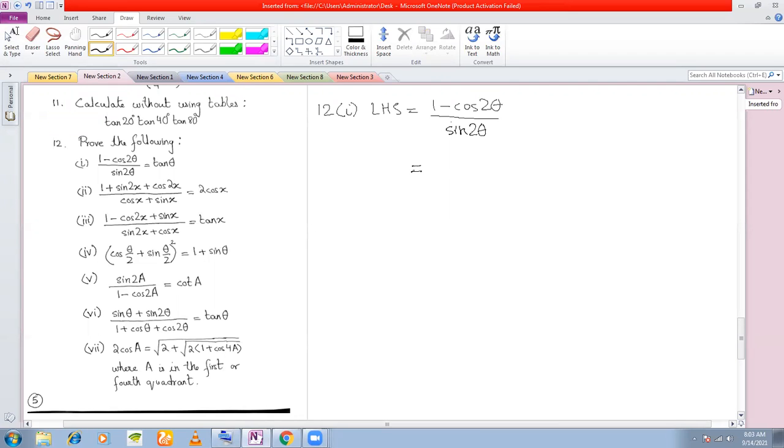Now, if you see, 1 minus cos 2 theta, from the multiple angle formula, is 2 sin square theta. And the multiple angle formula for sin 2 theta is 2 sin theta cos theta. Okay, so the 2's cancel and one sin theta cancels from the numerator. So we are only left with sin theta by cos theta, which is equal to tan theta, which is equal to the right hand side.